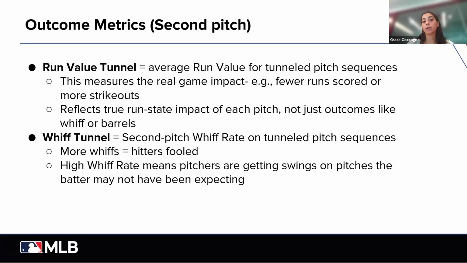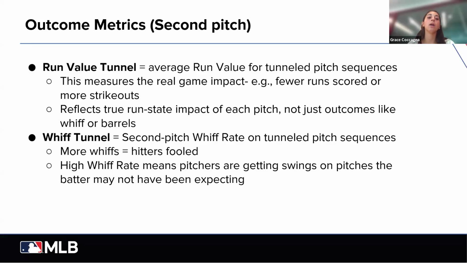Following that, two more metrics that we can look at are very similar. However, we're looking at the second pitch of tunneled sequences, looking at the run value and the whiff rate. So the run value is important because it can measure the real game impact of tunneling. For example, fewer runs scored or more strikeouts. And this is more accurate to look at different outcomes that aren't just whiffs or barrels.